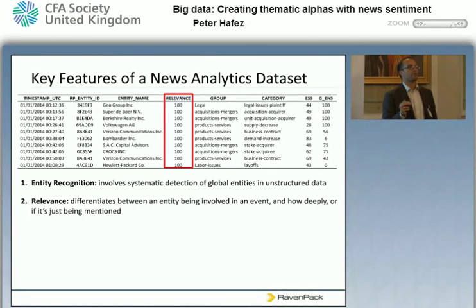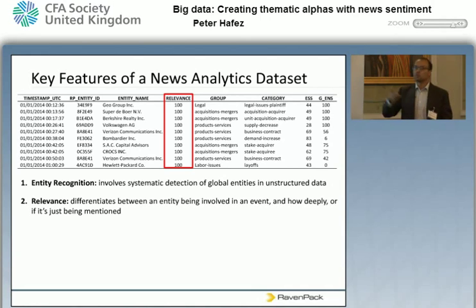So for each story that we see coming through and we detect an entity, we will create a record. So basically one row in this table. So if we detect IBM buying some other company, we are able to detect IBM as well as the other company, of course.